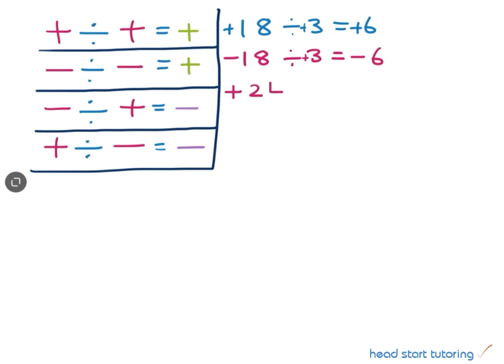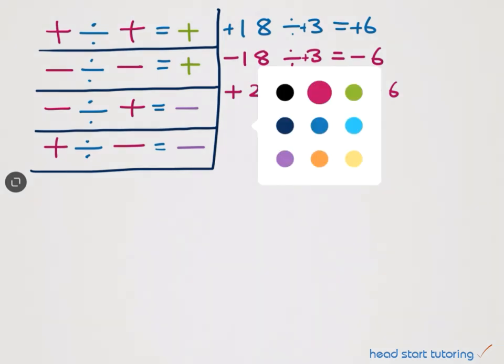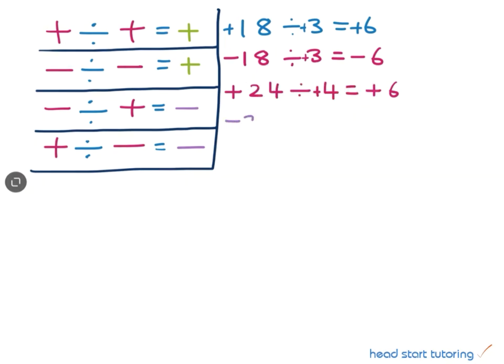If we have positive 24 divided by positive 4, we end up with an answer of positive 6. If we have negative 24 divided by positive 4, we end up with negative 6. So as you can see, when your signs are different, we end up with a negative answer, and when your signs are the same, we end up with a positive answer.